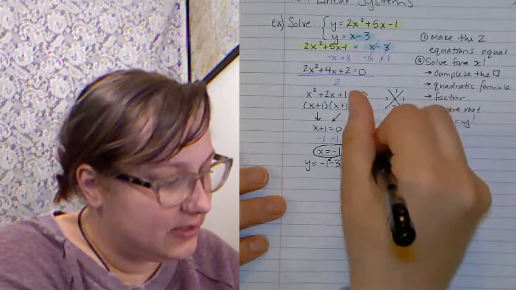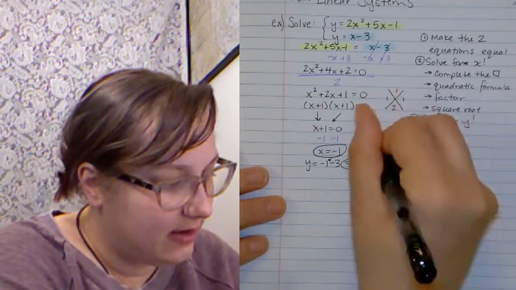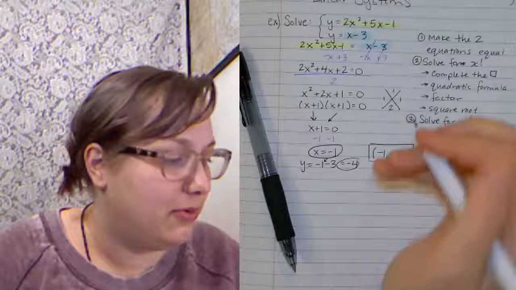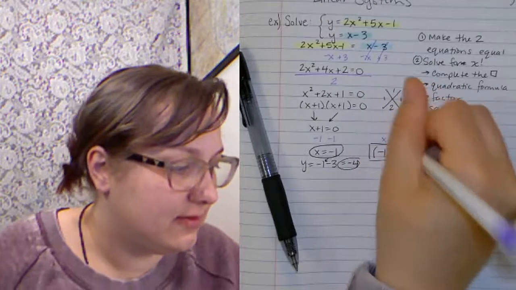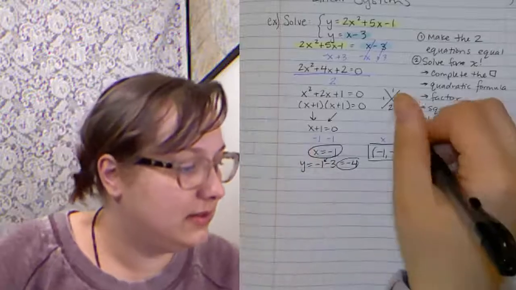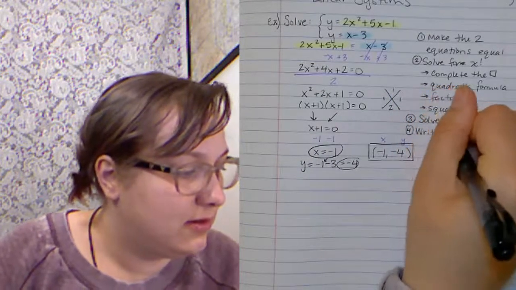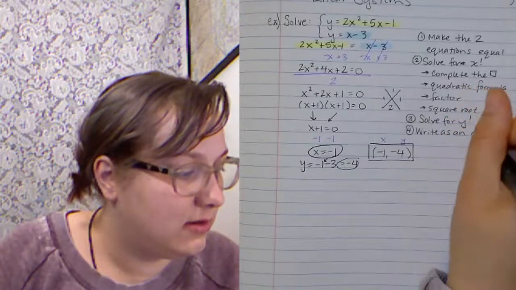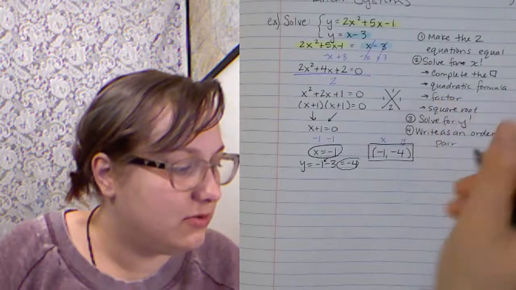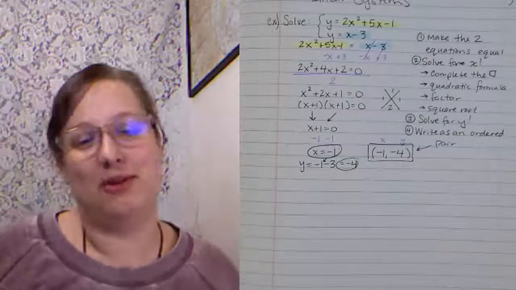So then my answer is x, y, negative 1, negative 4. So remember, it's always x, y whenever we do a point. So I'm going to put it into an ordered pair, which is a really fancy name for this. We don't really need to worry about that.